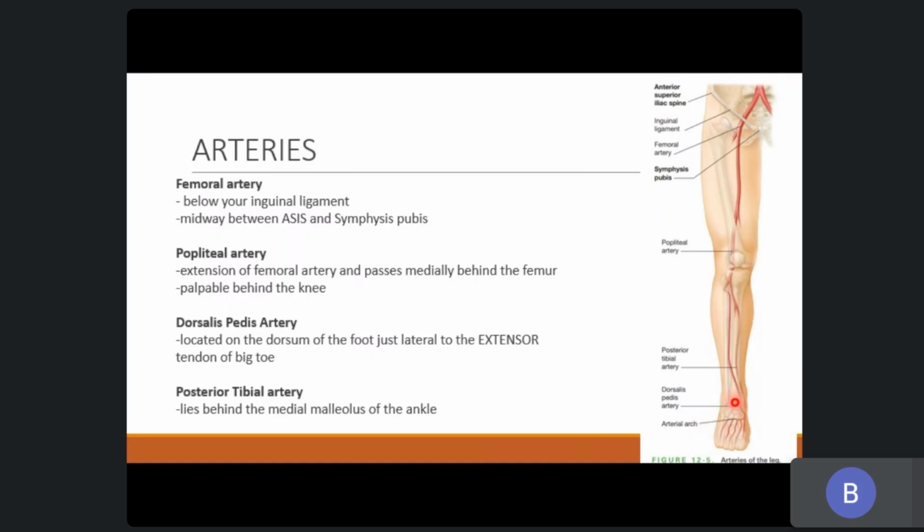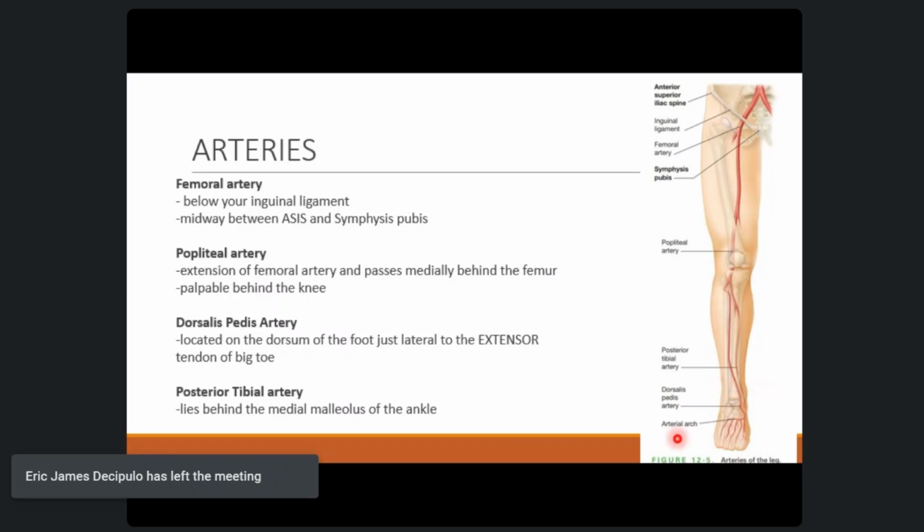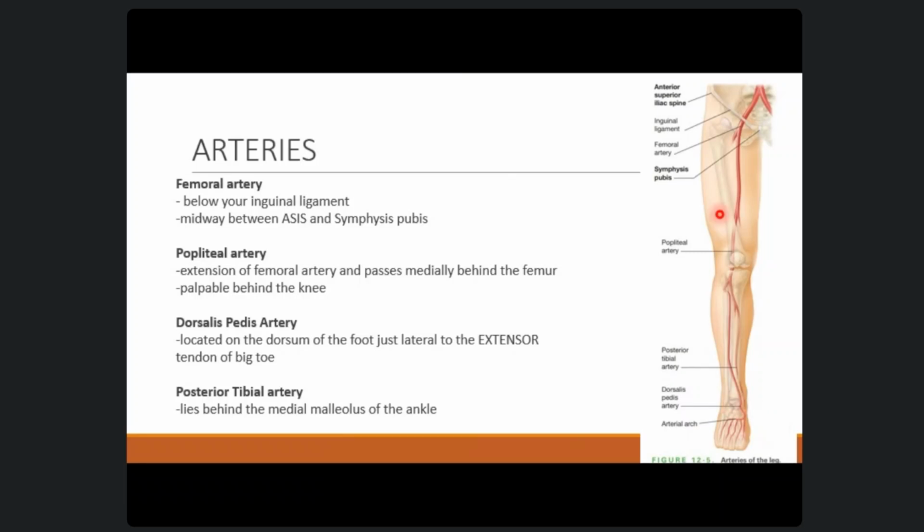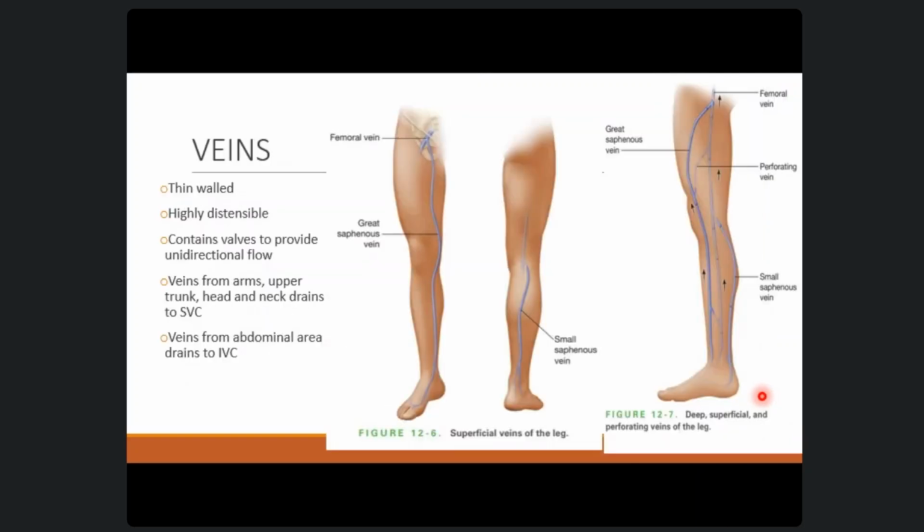Dorsalis pedis located on the dorsum of the foot, lateral to the extensor tendon of big toe. So dito. So ito yung dorsalis pedis and your posterior tibial is sa posterior just behind the medial malleolus dito sa likod. Okay? So, from femoral, popliteal, dorsalis pedis, and sa medial part is your posterior tibial artery.